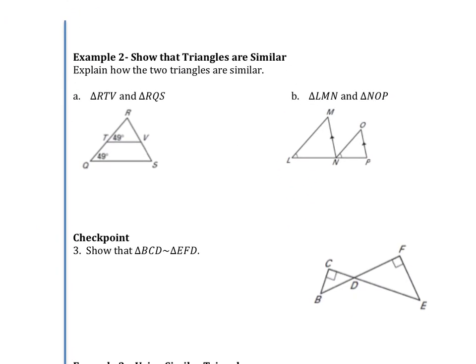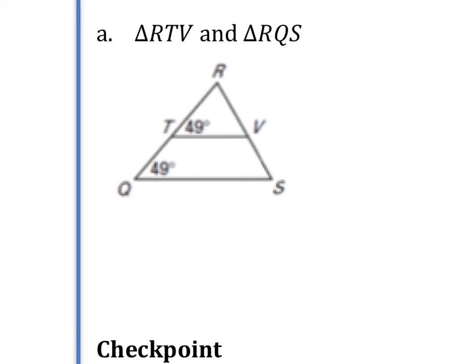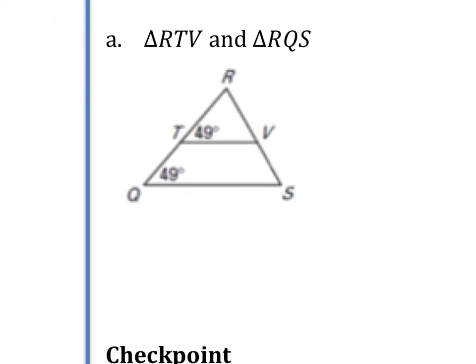In example 2, it says, show that the triangles are similar. Explain why the two triangles are similar. Part A, triangle RTV and RQS. So we're trying to show that they are similar. If you look at the two triangles, we have the red triangle, which is RTV, and then this bigger blue triangle, which is RQS.